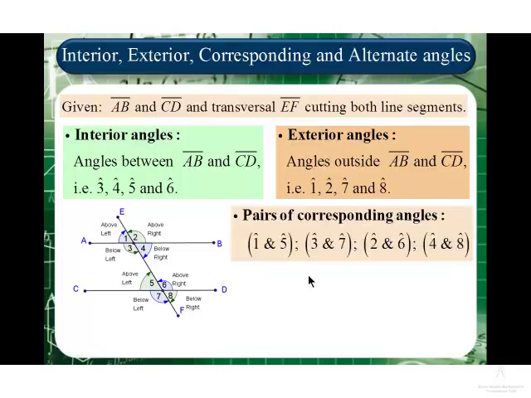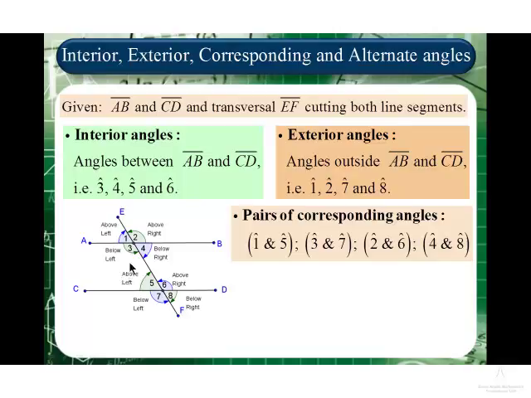Next, we consider pairs of corresponding angles in such a situation. Now, here we have indicated the pairs of corresponding angles. Now, why are they called corresponding angles? Have a look at the angles 1 and 5, for example. 1 and 5, look at the labeling. Above left and above left. Exactly the same labeling with respect to the line segments as discussed before.